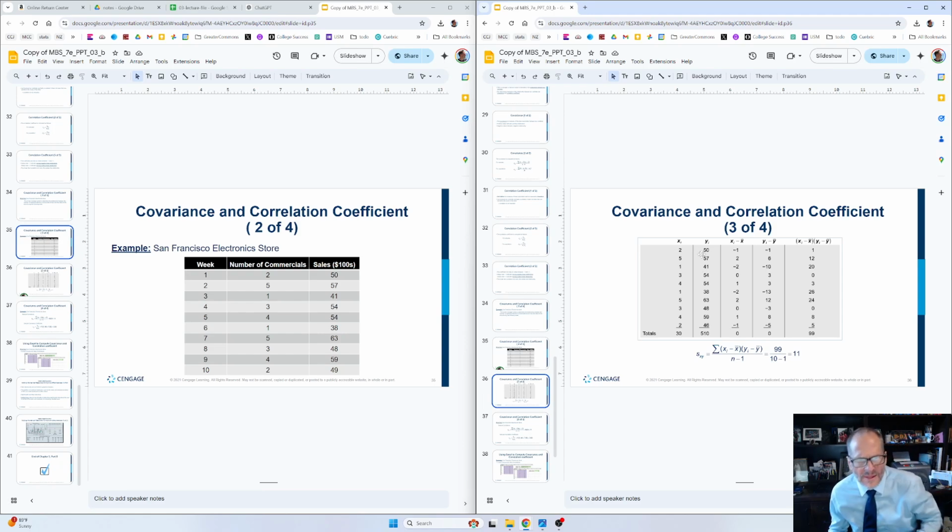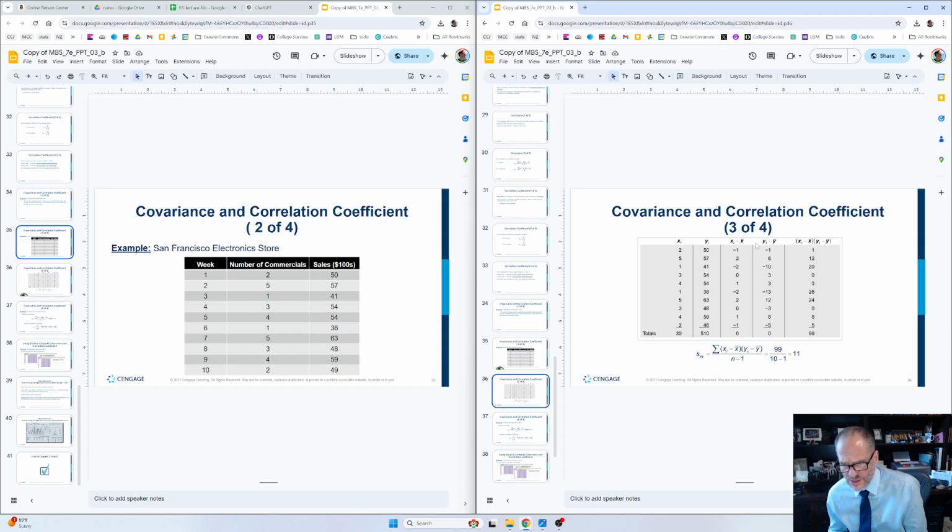We have X and Y, 2 and 50, so 2 commercials and 50 sales. We have 5 and 57, 5 commercials, 57 sales. And then we do the difference between that data point and the mean. The total is 30, and with 10 weeks here, the mean is 3. So the difference between 2 and 3 is -1. 2 minus 3 is -1. 5 minus 3 is 2. 1 minus 3 is -2. So here's that data point minus the mean.